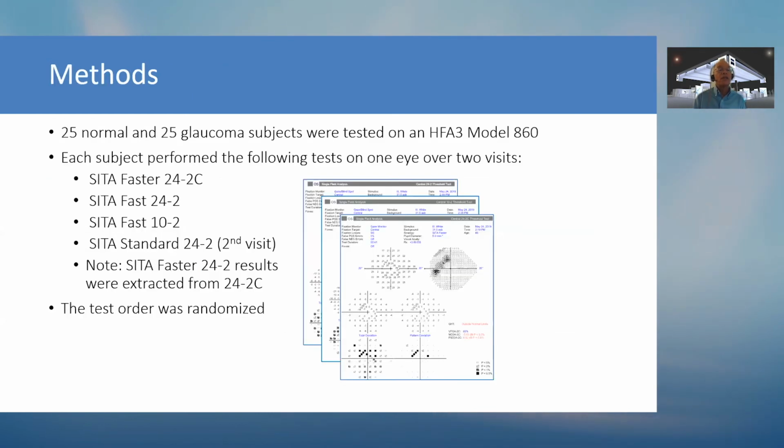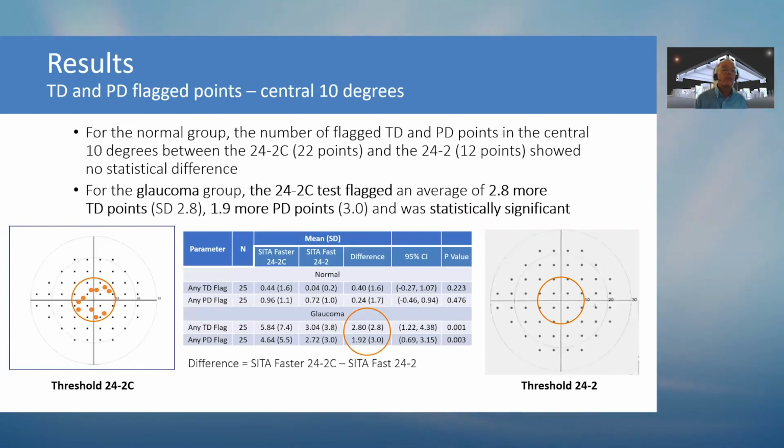So the actual study involved having a number of normal and glaucoma subjects tested on 3 or 4 different types of strategies over 2 visits. With that information, we were able to determine that looking at the central 10 degrees of a standard 24-2 test versus a 24-2C, with normals, we didn't find much difference. As a matter of fact, no significant difference.